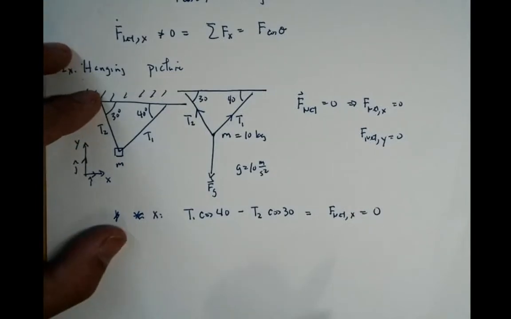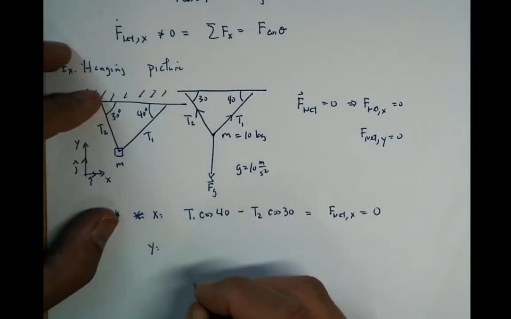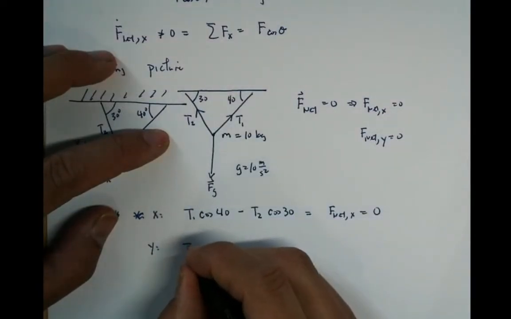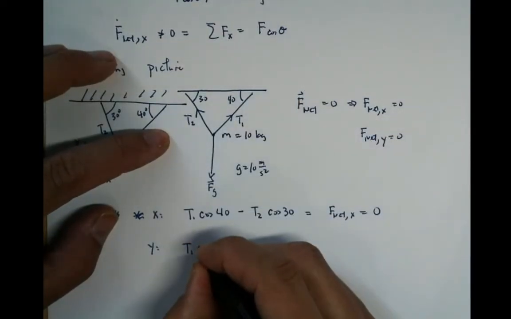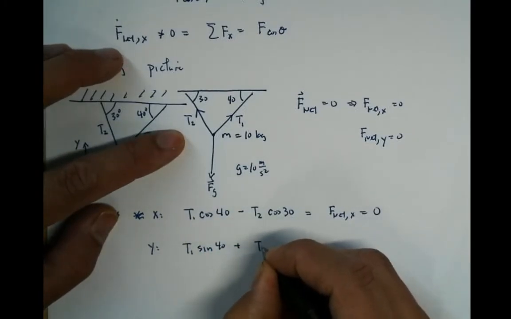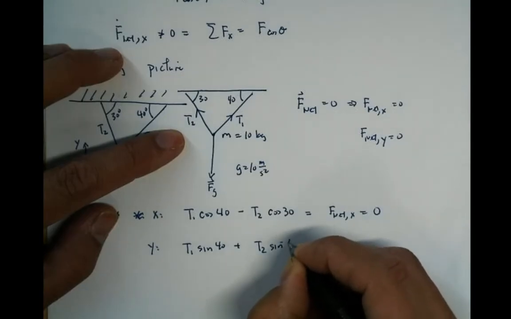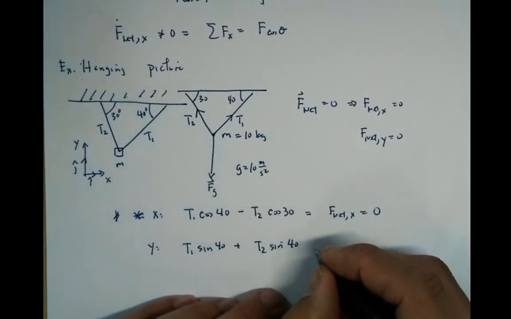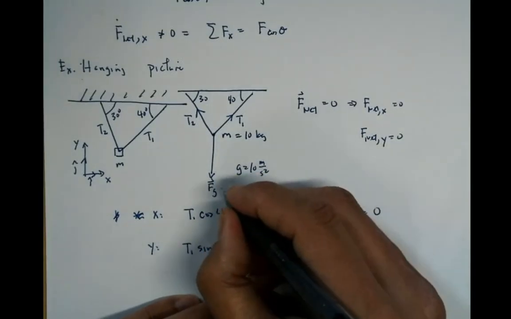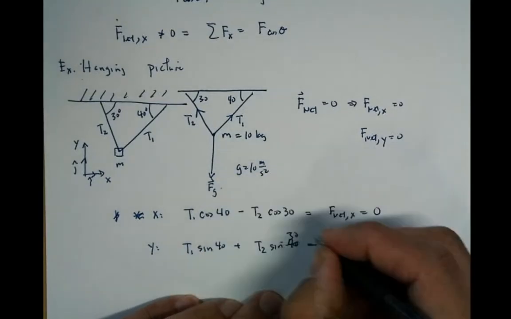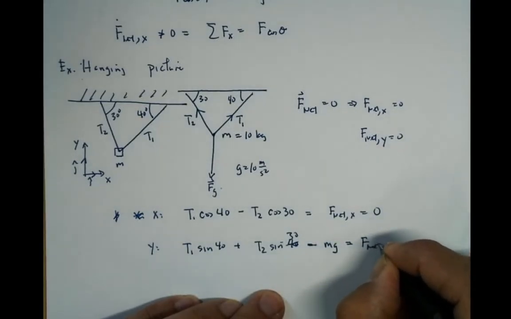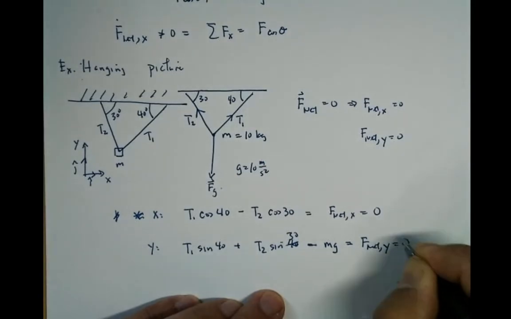Likewise, I'm going to do this for the y direction. In the y direction, they're both pulling up. So T1 sine of 40 degrees plus T2 sine of 30 degrees, minus mg, the force of gravity. That is equal to F net in the y direction, which is equal to zero as well.